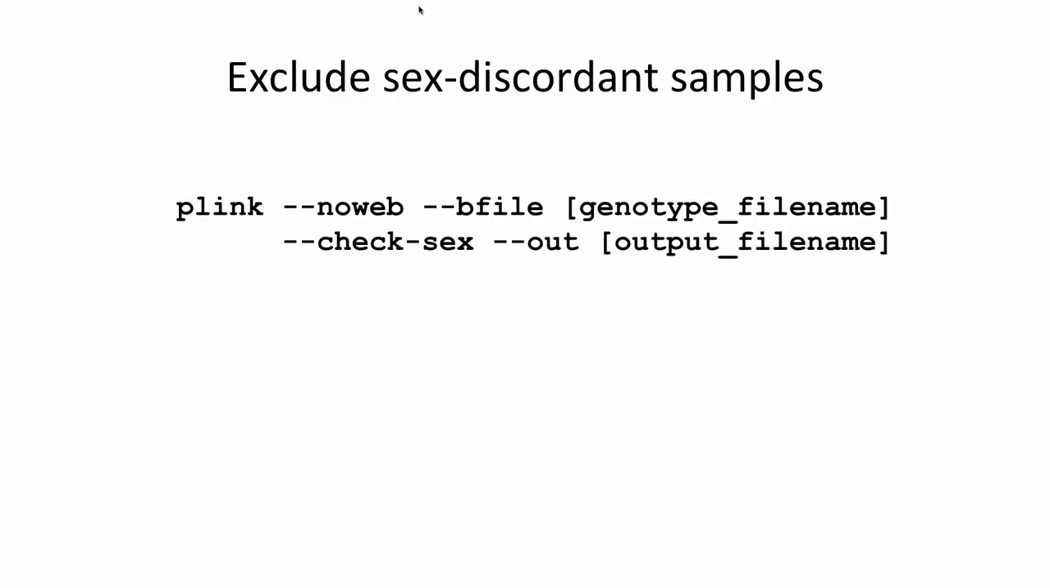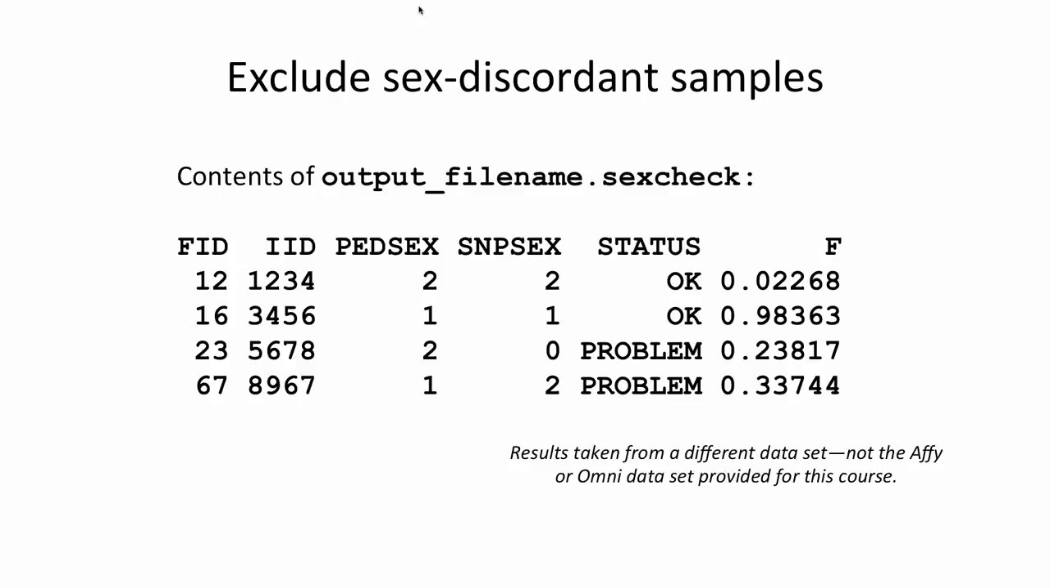Here is the plink command to perform a sex check. You have to specify the binary input files as well as a name for the output file. This command will generate a file called outputfilename.sexcheck, which has 6 columns. So PEDSEX is the self-reported sex of the sample as recorded in the pedigree file. SNPSEX is that inferred from the chromosome X data.